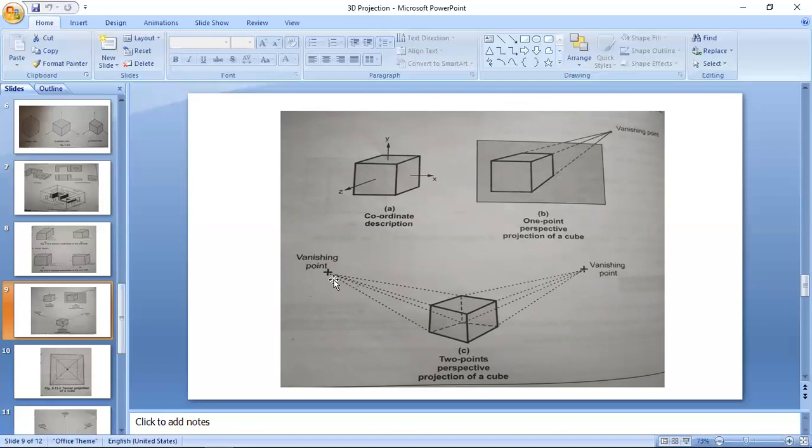Here we are having two vanishing points. So this is a 2 point perspective projection. Okay, 1 point is based on the single vanishing point, hence it is known as a single point or 1 point perspective. Here the object is placed so that one of its surface is parallel to the plane of projection, means one of the surface is parallel to the view plane or projection plane.